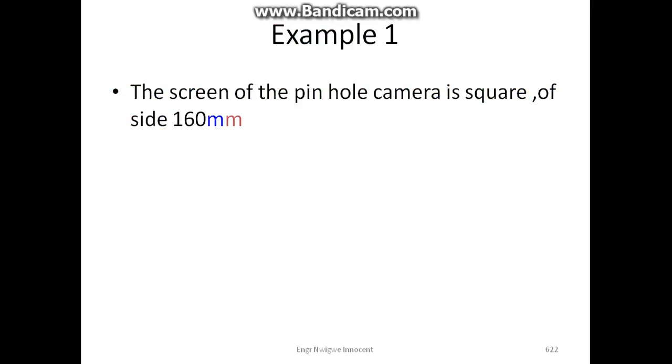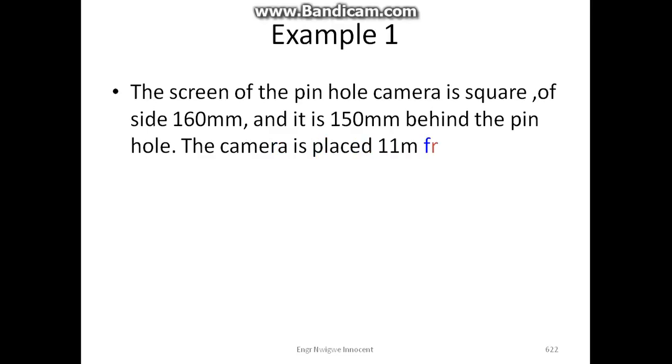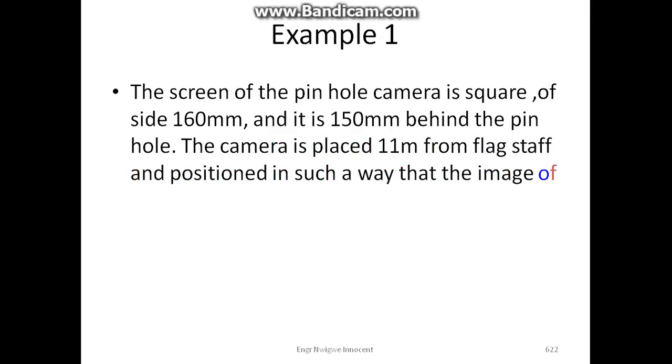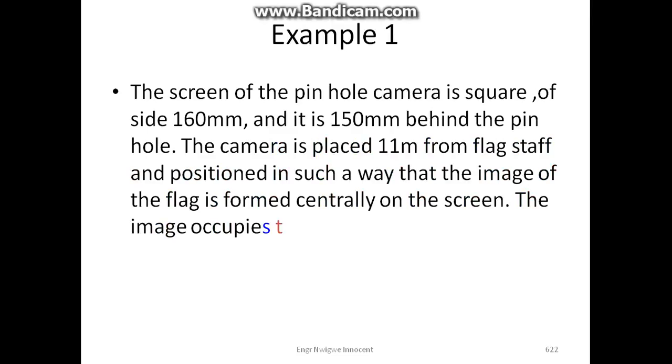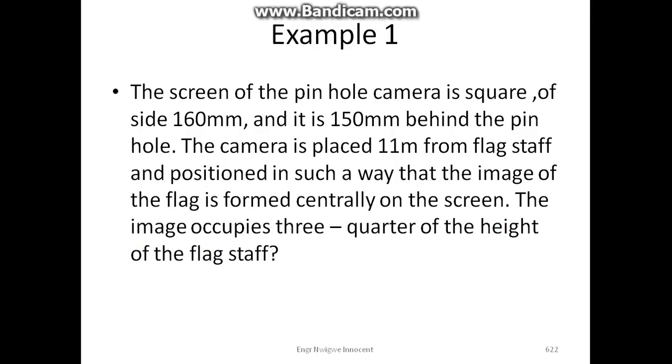Example 1. The screen of a pinhole camera is square, of size 160 mm, and it is 150 behind the pinhole. The camera is placed 11 from the flagstaff and positioned in such a way that the image of the flag is formed centrally on the screen. If the image occupies 3/4 of the height of the flagstaff?